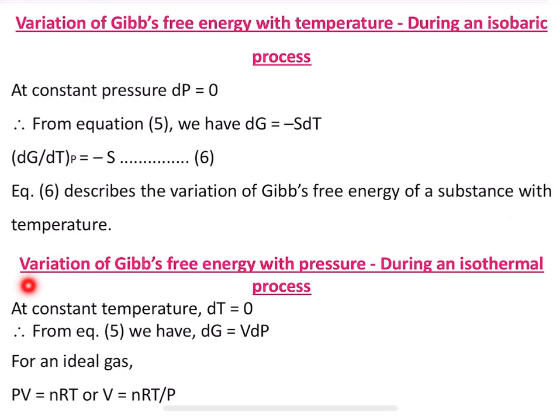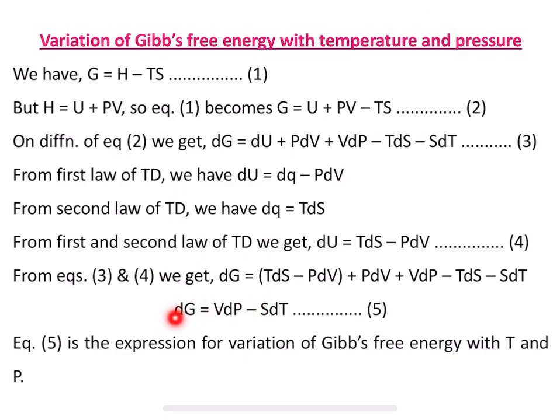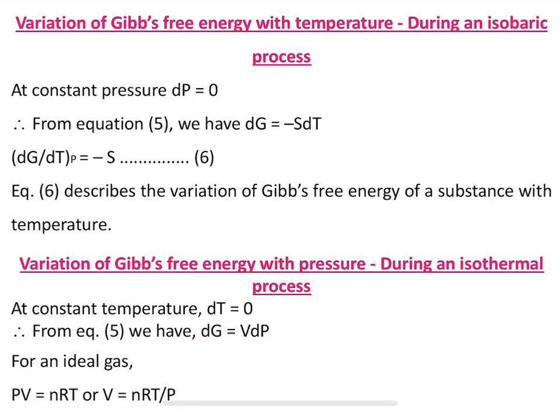Next, moving on to the next process, that is variation of Gibbs free energy with pressure during an isothermal process. As we all know, isothermal process means dT is equal to 0. That means at constant temperature, the change in temperature dT will always be equal to 0. From equation 5, what is left? This is equation number 5. If dT is 0, definitely this whole term will become 0, and what is left? dG is equal to VdP. Only dG is equal to VdP is left.